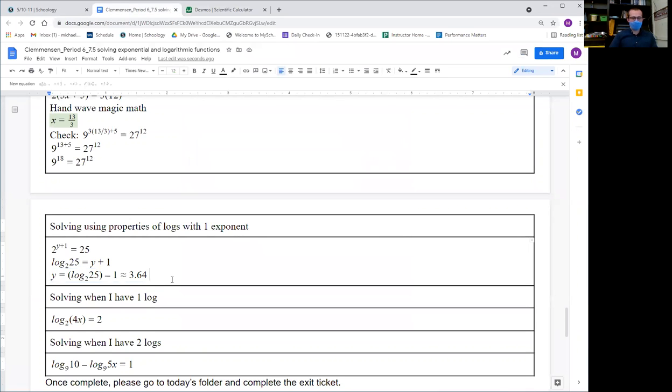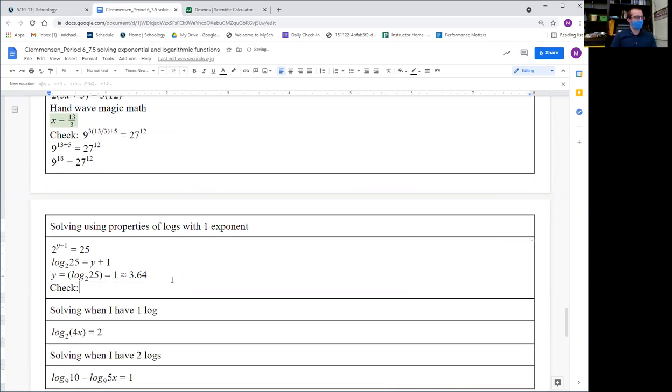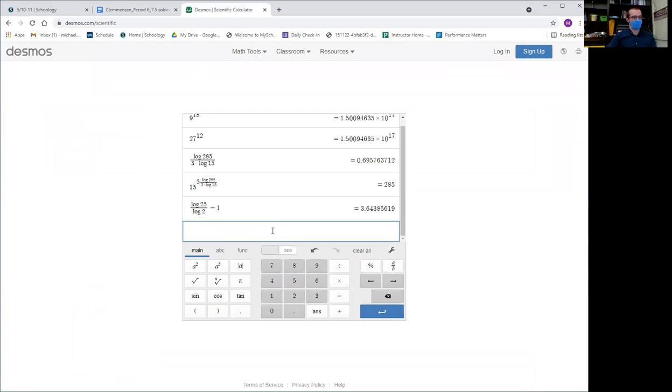Now I got to do my check again. This one, since it's not a nice number, I'm going to check using my calculator. I'm going to plug in this number right here to my original equation right here. See if it'll let me do it. Control paste. Nope. 2 to the power of y plus 1, plus 1.